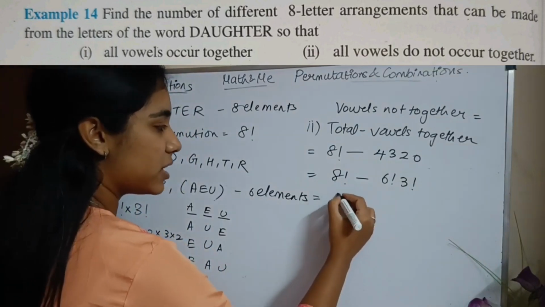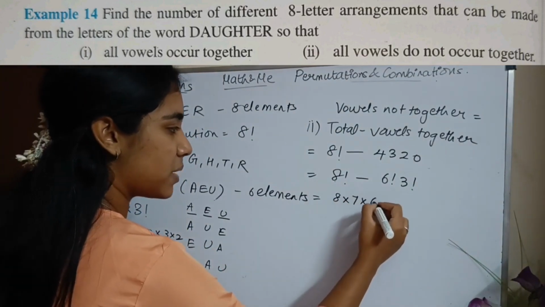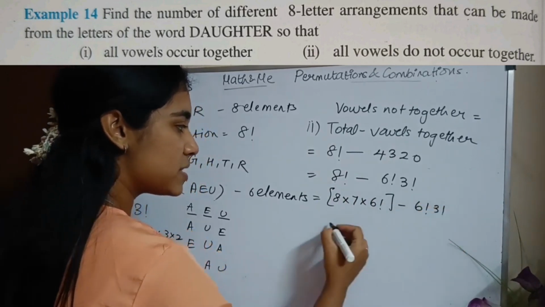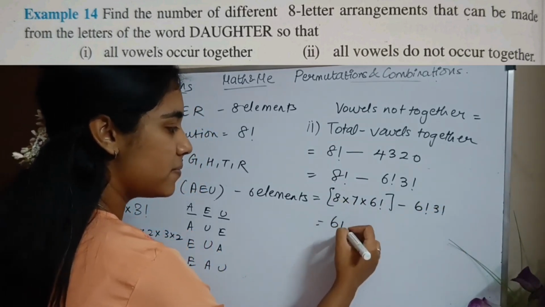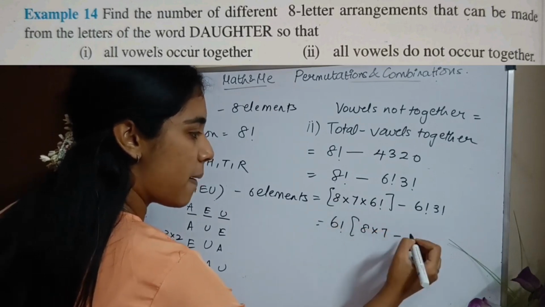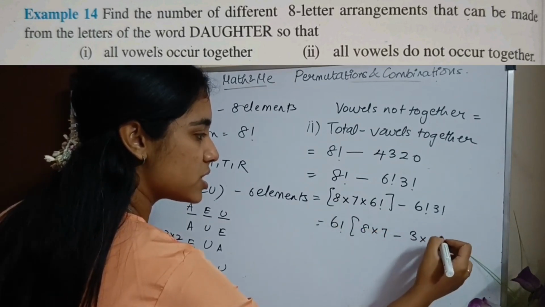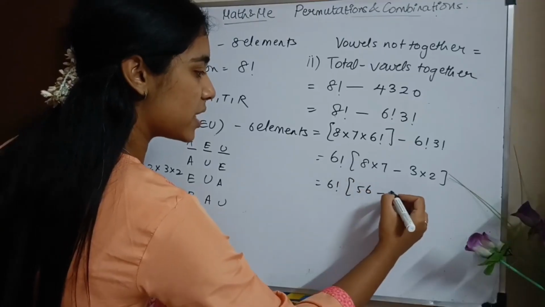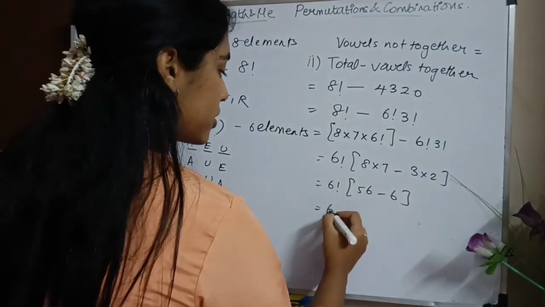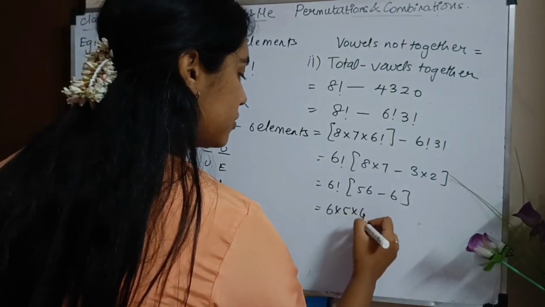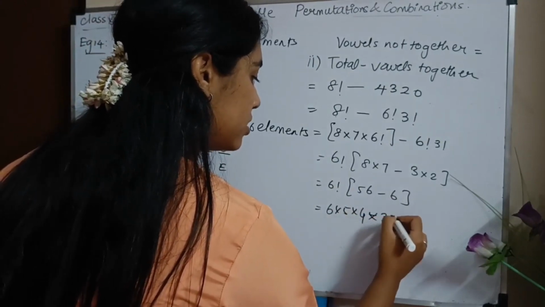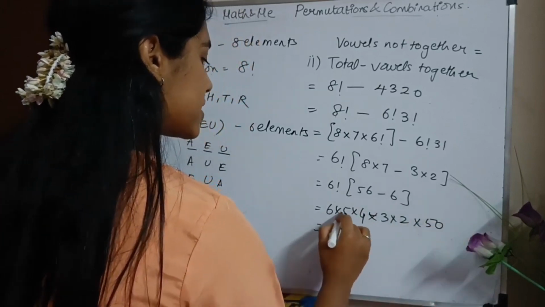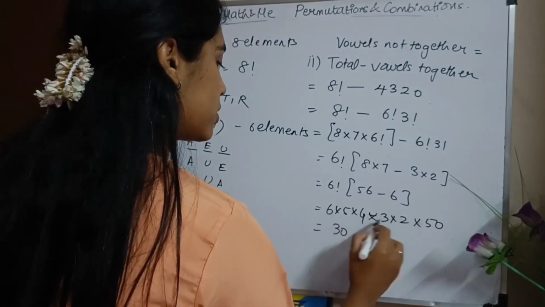8 factorial can be written as 8 times 7 times 6 factorial. This is one term. Minus 6 factorial times 3 factorial. Taking 6 factorial common, 8 into 7 minus 3 factorial, which is 3 into 2. So I'll have 6 factorial times 8 7s are 56 minus 3 2s are 6. What is my 6 factorial? 6 times 5, 4, 3, 2 times 56 minus 6 is 50. So I have 6 5s are 30, 4 3s are 12, 12 2s are 24.